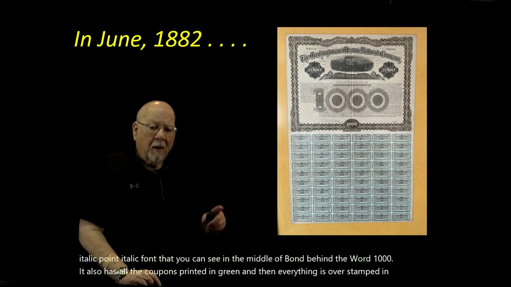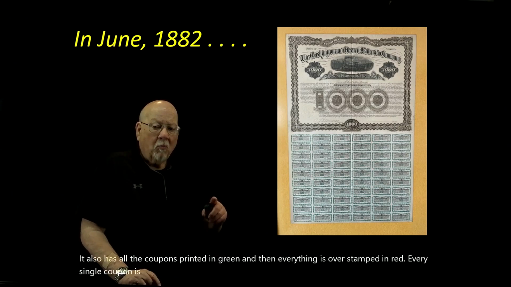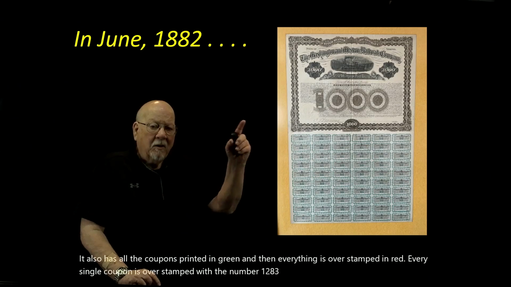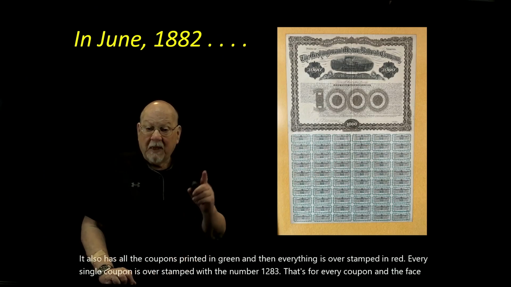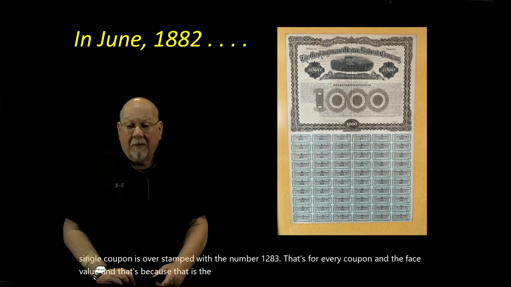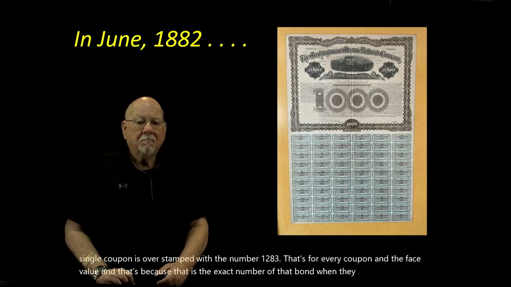Every single coupon is overstamped with the number 1283. That's for every coupon and the face value. And that's because that is the exact number of that bond when they were trying to sell it.